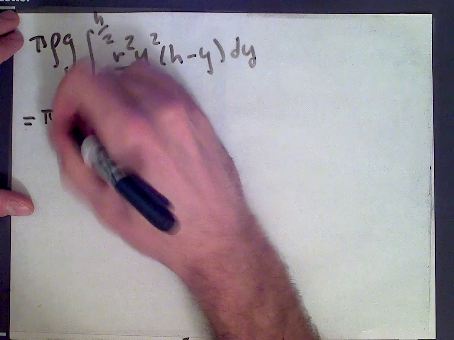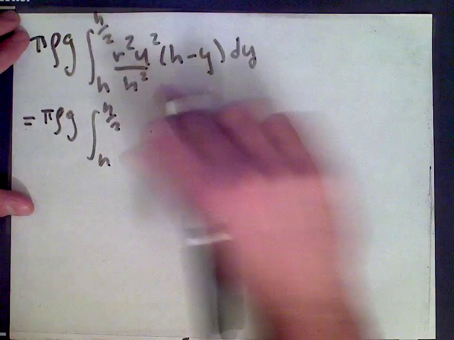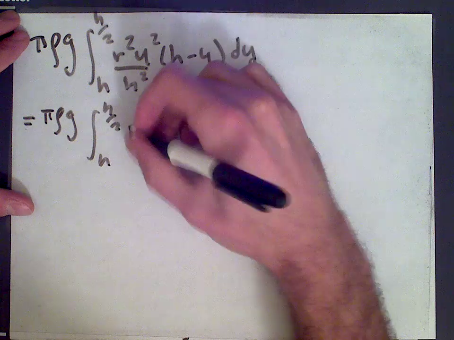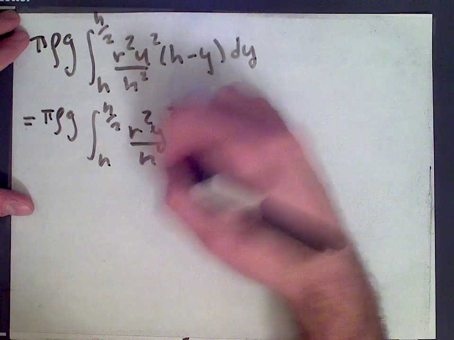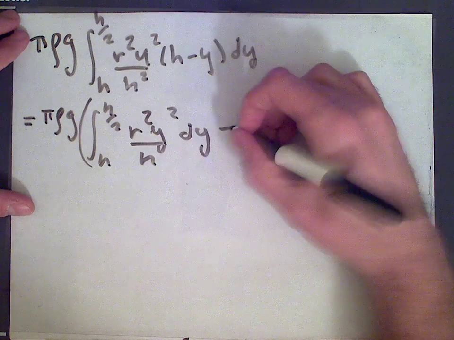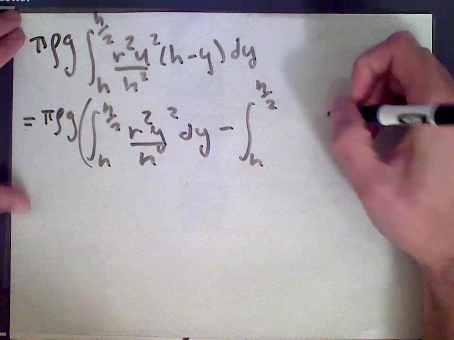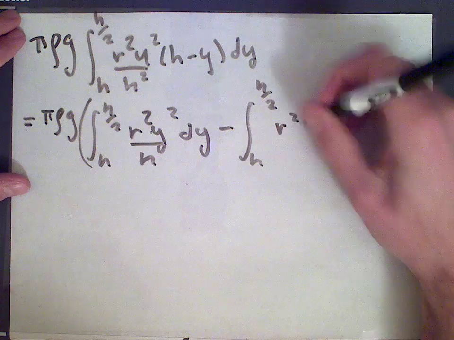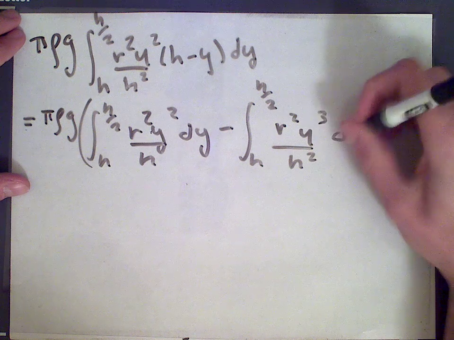We get pi rho g times the integral from h to h over 2. We're going to split up this fraction. It ends up being r squared y squared over h dy, minus the integral from h to h over 2 of r squared y cubed over h squared dy.